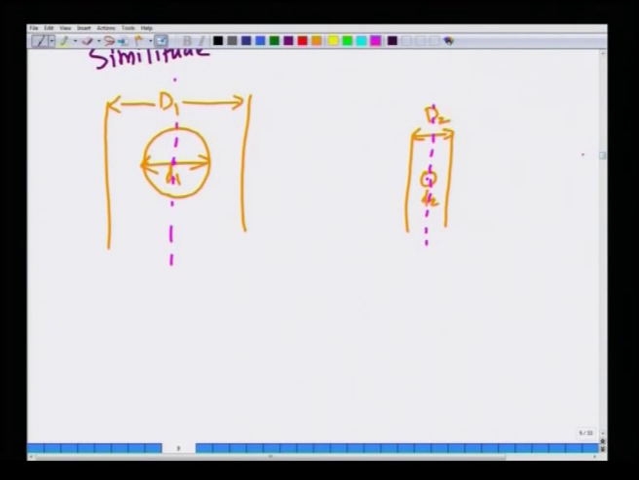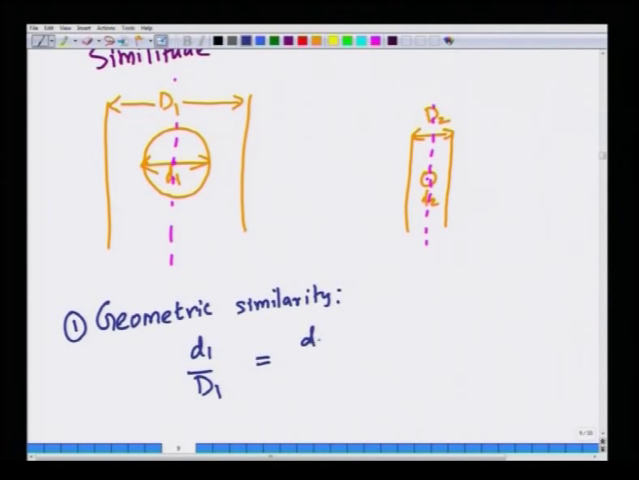Okay. Now, when are these two systems dimensionally similar? When are these two systems similar? First requirement is geometric similarity. By geometric similarity we mean that you should have a pipe here and a sphere here, you should have a pipe here and a sphere here. Not just that, but the ratio of d 1 to D 1 should be the same as the ratio of d 2 to D 2. Okay. So, unless this happens, these two systems are not geometrically similar.